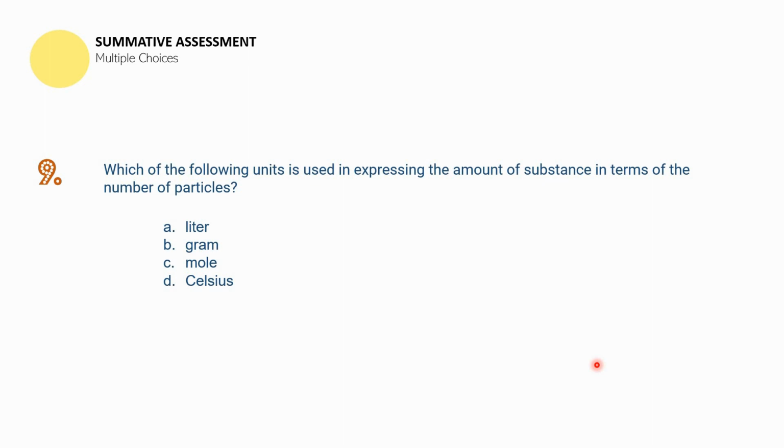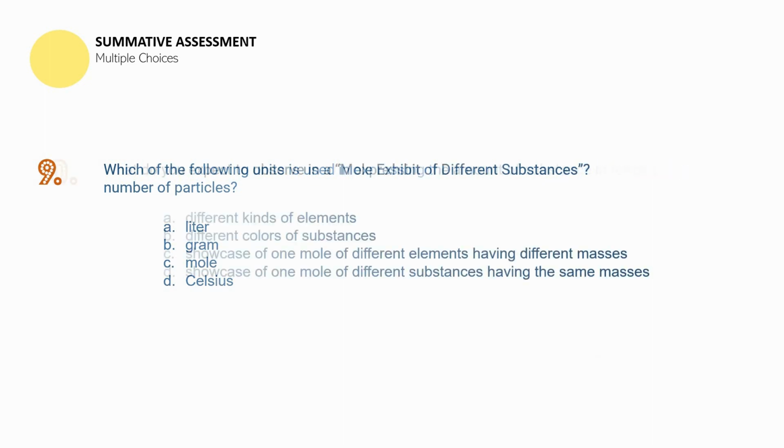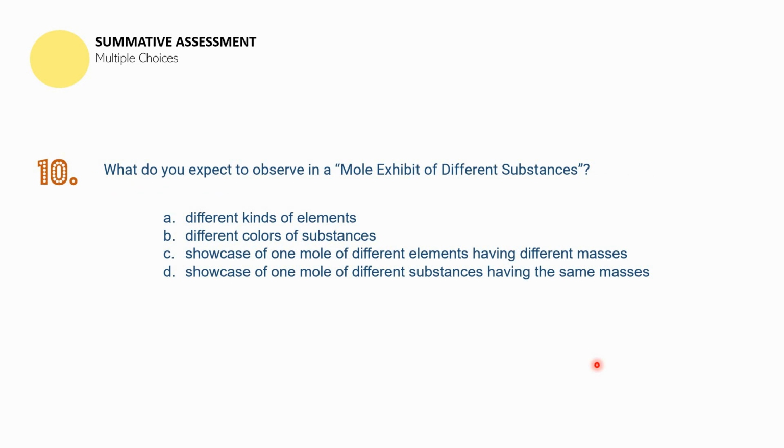If you have decided to continue, let us proceed with question number 10, the last item. What do you expect to observe in a mole exhibit of different substances? A. Different kinds of elements, B. Different colors of substances, C. Showcase of one mole of different elements having different masses, and D. Showcase of one mole of different substances having the same masses. Pause this video if you need more time.